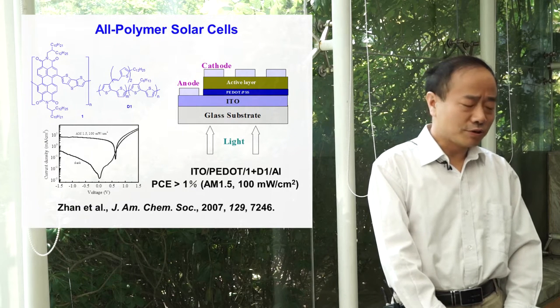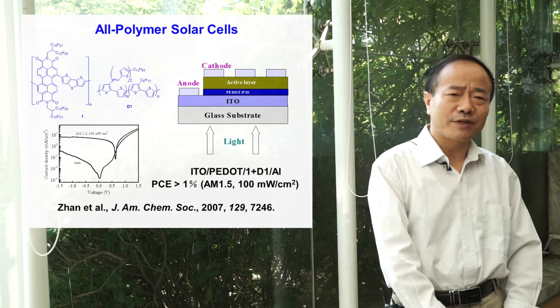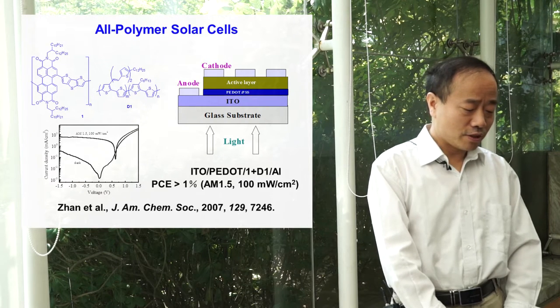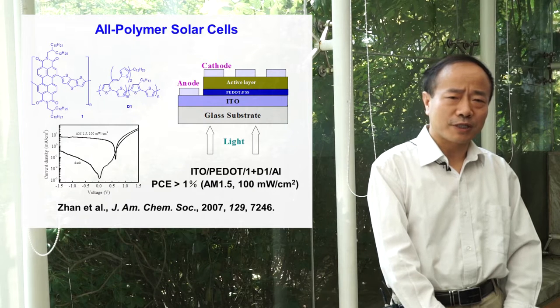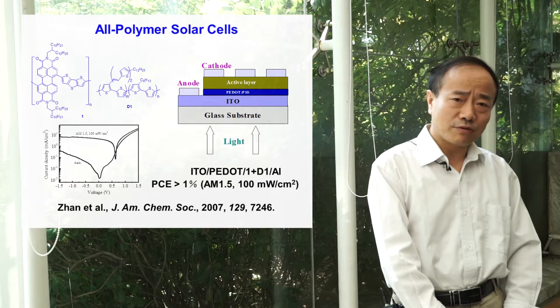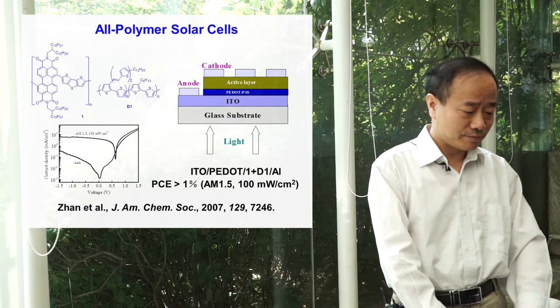Then we used our polymer acceptor blending with a side chain polythiophene polymer donor. We got efficiency over 1%. At that time, we published this result. This result is very, very good.